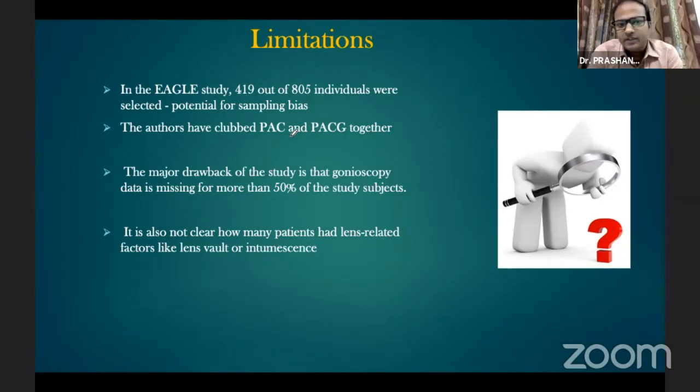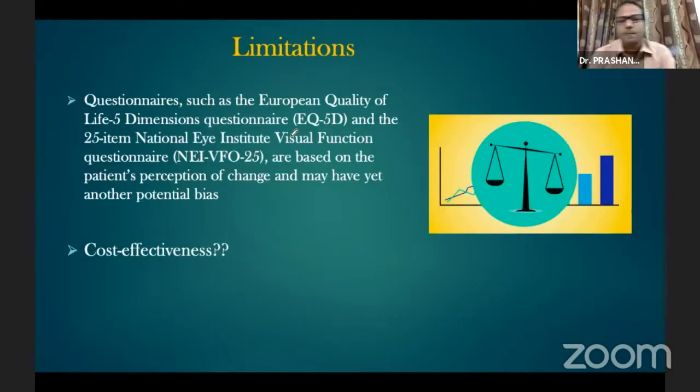The major drawback of this study is the gonioscopy data. They did not document proper gonioscopy in most of the patients, and also lens-related changes like vault of the lens and intumescence of the cataract were not mentioned in the study, which is a very big limitation to the study.